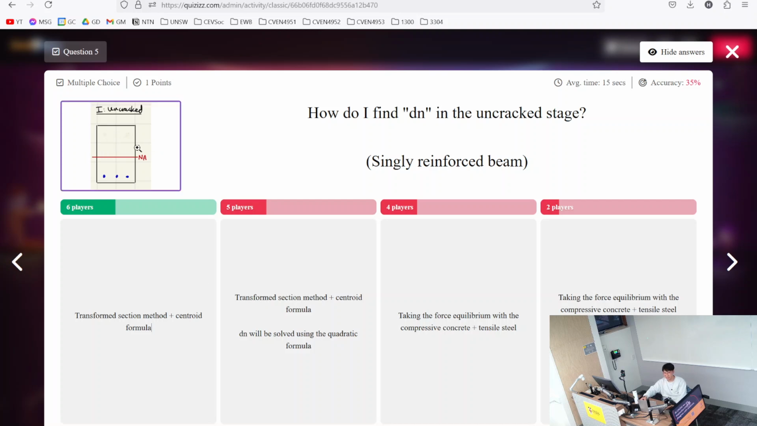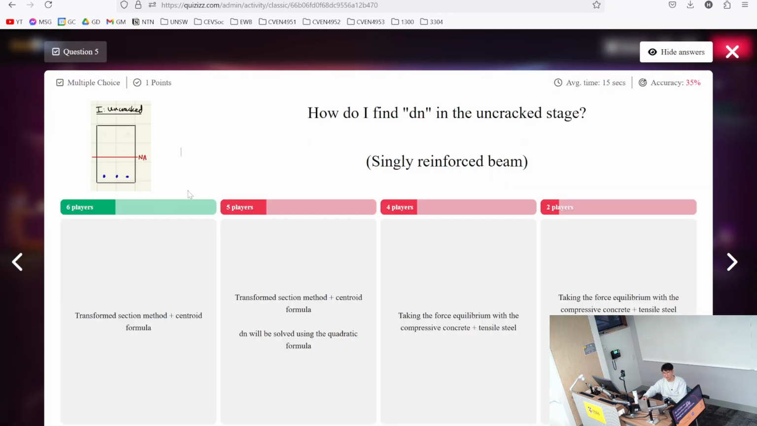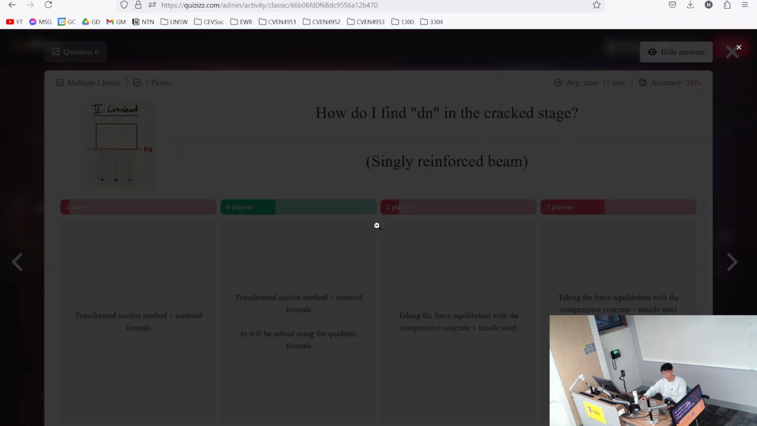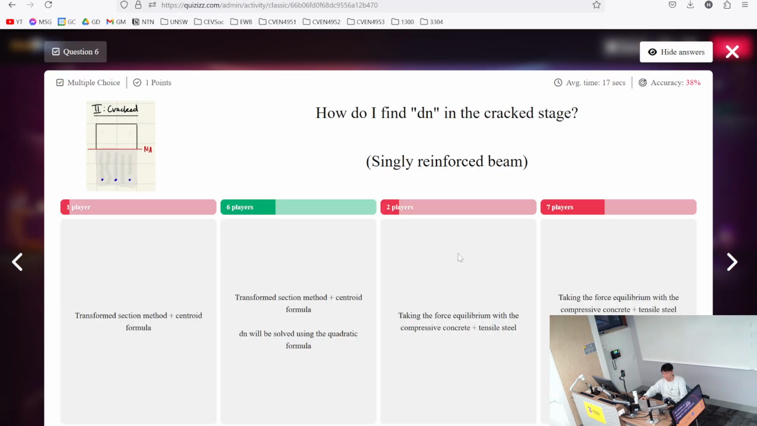But essentially, here's what our uncracked section will look like, and we have 0 cracking, right? So we just use the centroid formula. With the transformed section, we turn the steel into concrete, and we can find DN. It's similar for the cracked stage, except DN will be solved quadratically, because DN is the depth of the neutral axis, but it's also the height of the compressive concrete block. So there are actually 2 things depending on it, and so it's going to be solved quadratically.